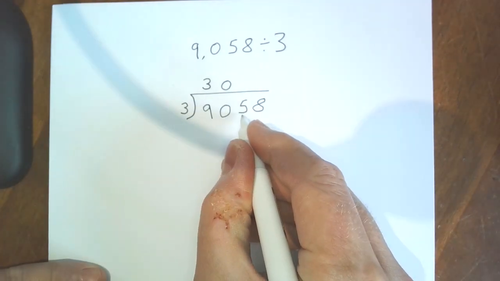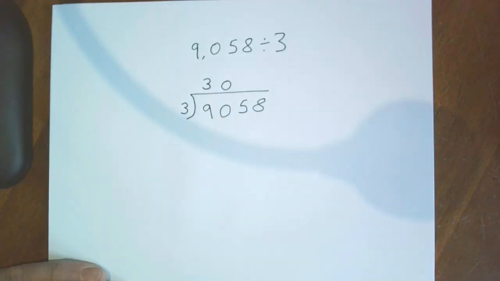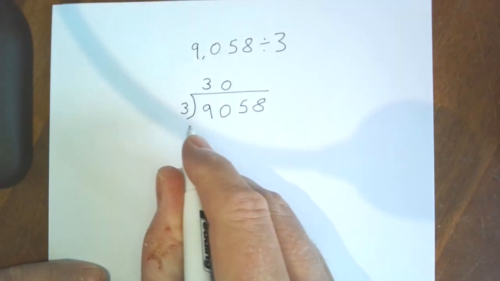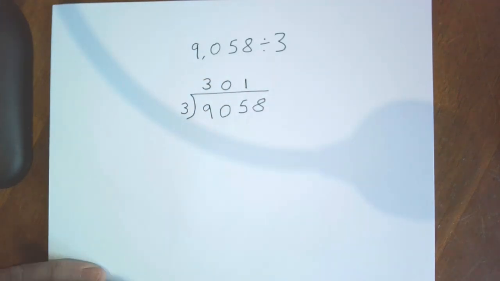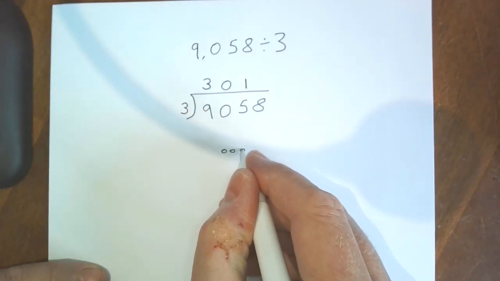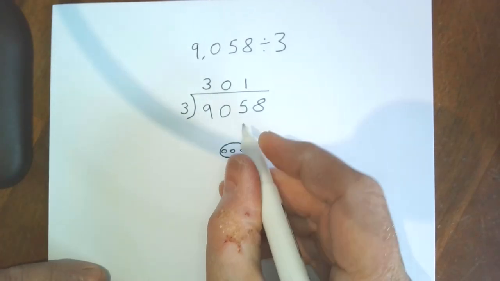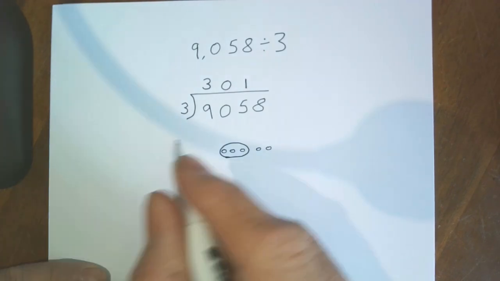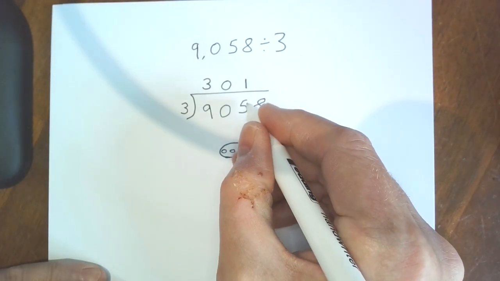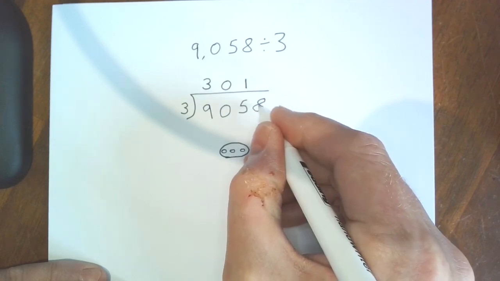Next digit, I have 5 counters. How many groups of 3 could I make out of 5 counters? I haven't got enough for 2 groups because 2 times 3 would be 6. I've only got enough for 1 group. So here are my 5 counters. Here's 1 group of 3. And I've got 2 left over. Now I'm going to exchange the 2 here for 20 of the next column.